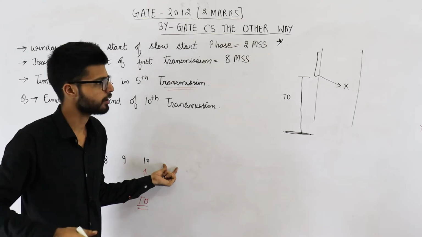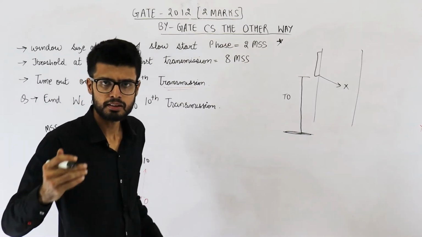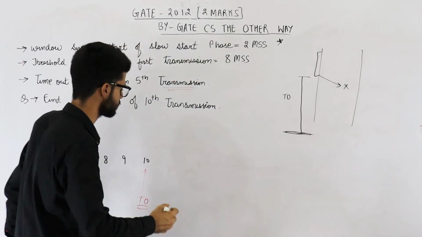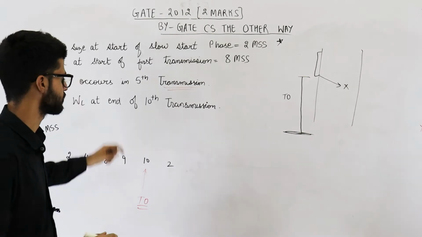You will take some action because there is congestion. Packets have been lost due to congestion, so the action is to go into slow start phase. Slow start phase begins from 2, that is very clearly mentioned.